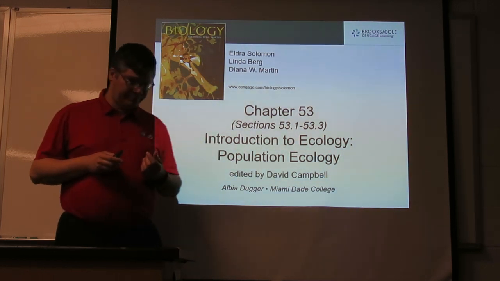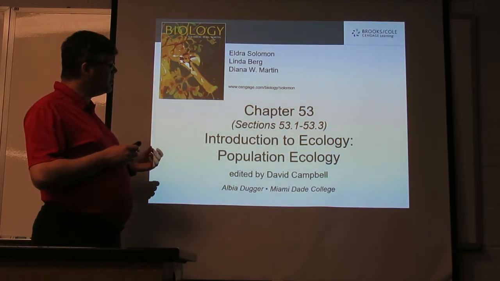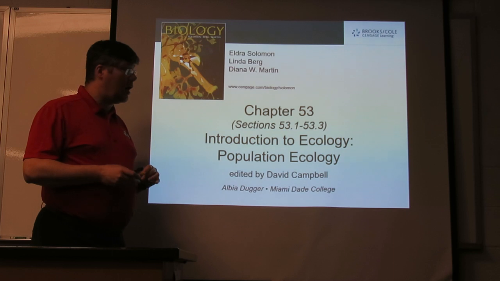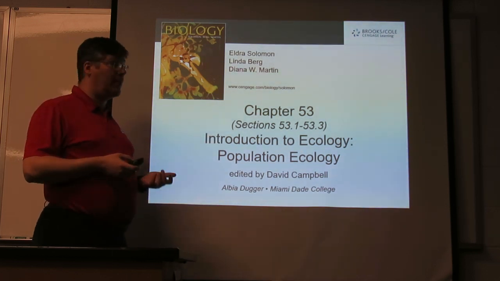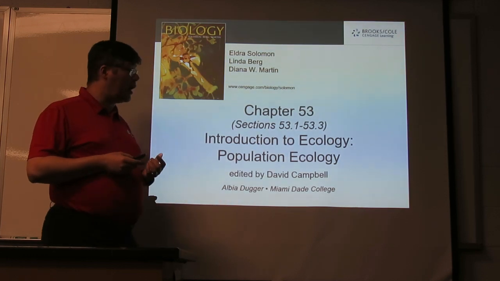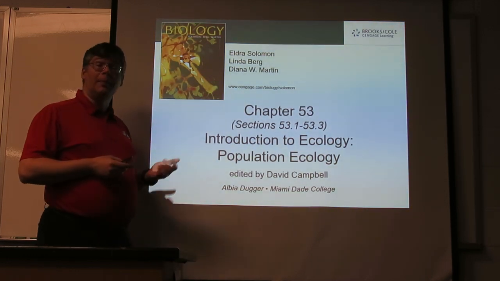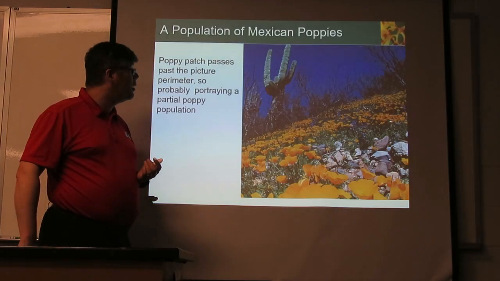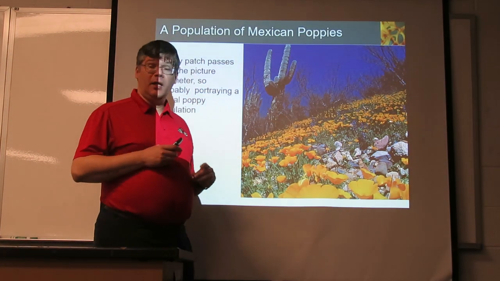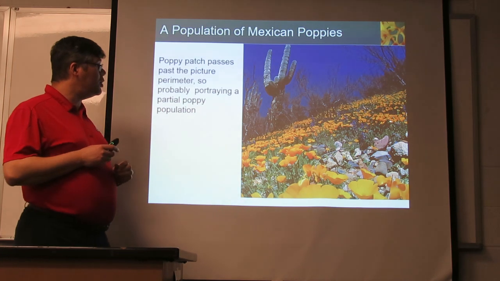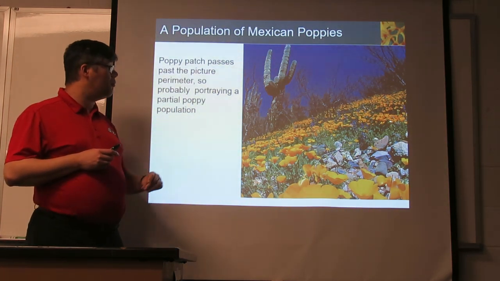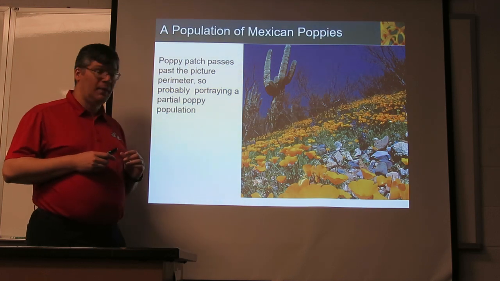So, for the rest of the class, we'll be focused on these larger-scale patterns of ecology, how organisms interact with each other and their environment. And we'll start with the population level. So, the textbook identifies this as a poppy population. However, the poppy patch passes past the picture perimeter, probably portraying a partial poppy population.